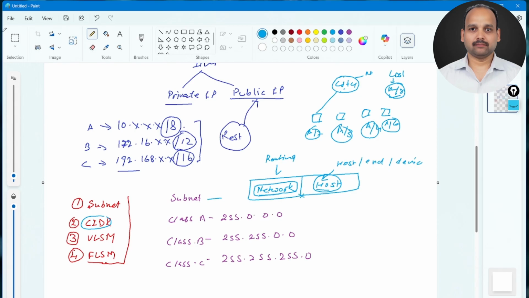Subnet is going to only split your IP into two parts. The first part will be the network and the second part will be the host. Also this subnet bit: if you say I am using the first octet, that is class A; in class B I am using the second octet; in class C I am using the first, second and third octet.